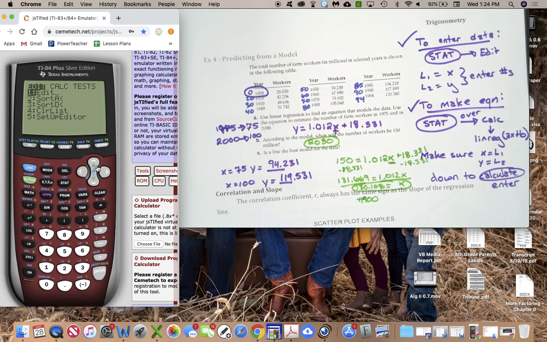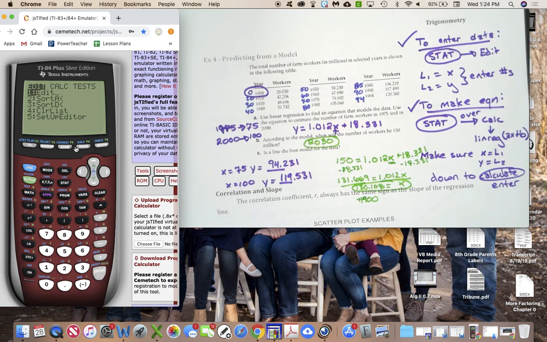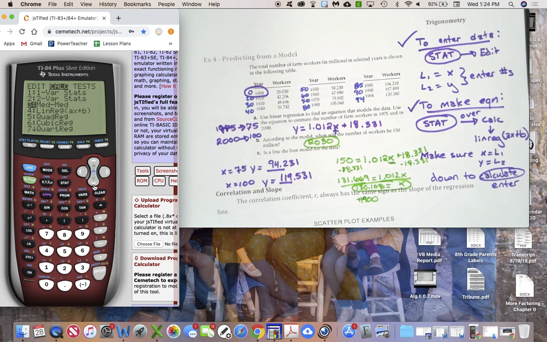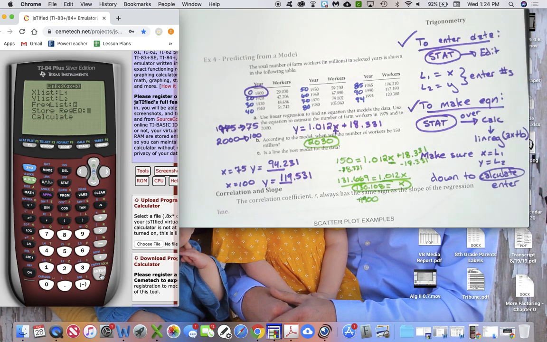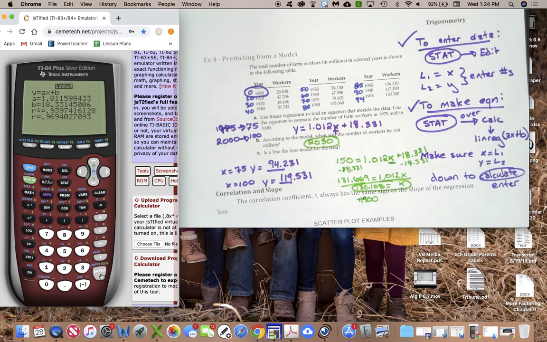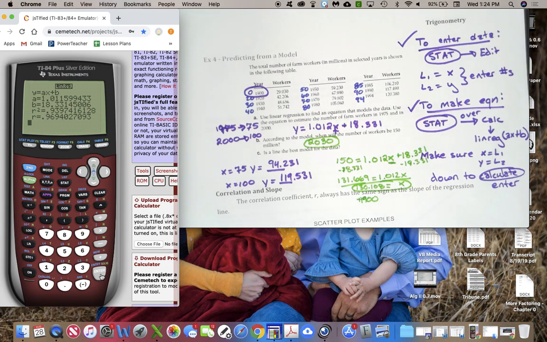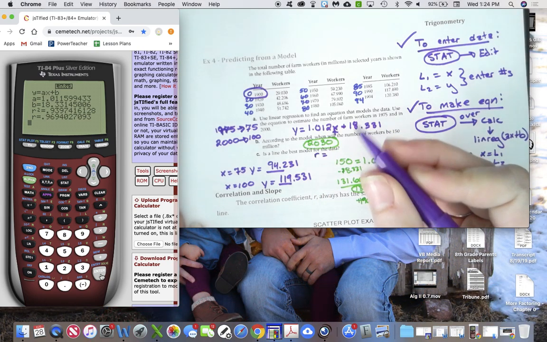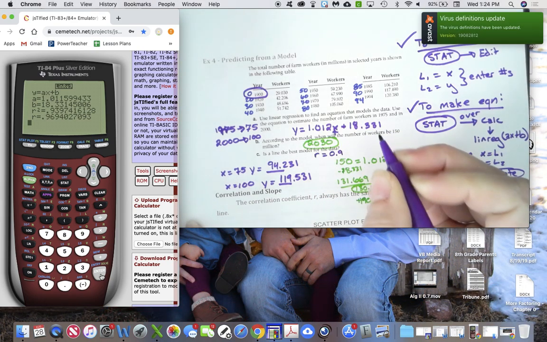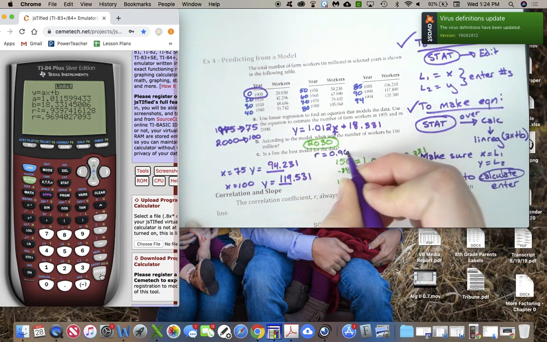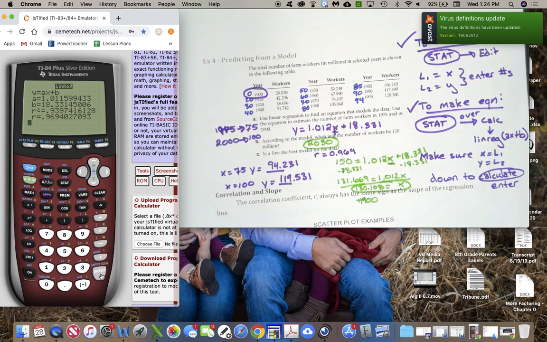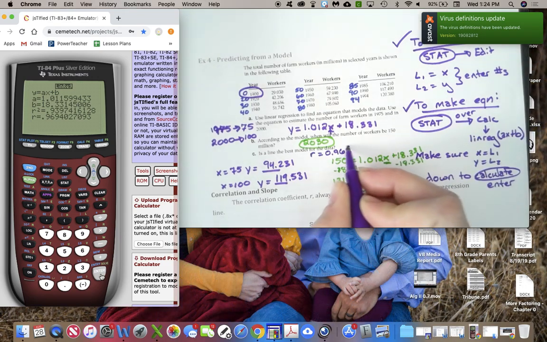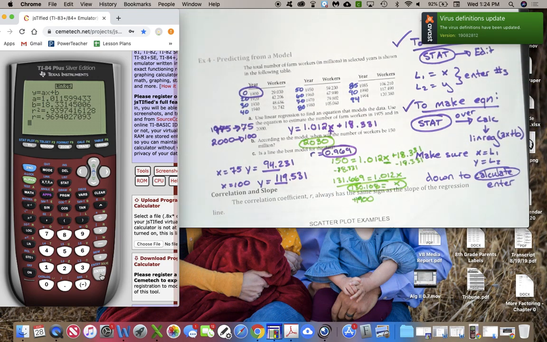Here it is. If you can't find the R, go under the stat button again. Go over to calculate. Down to linear regression, and your R should be there. And now mine is there. Okay? R is equal to, then you have to turn your diagnostic on again. That's what R is, 0.969 approximately. That is part C, okay?